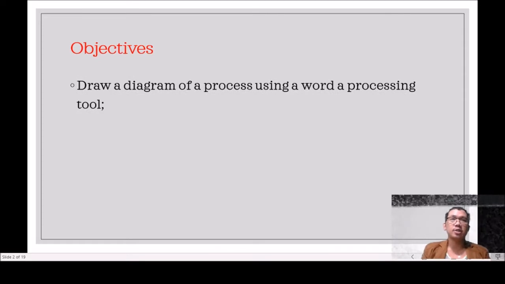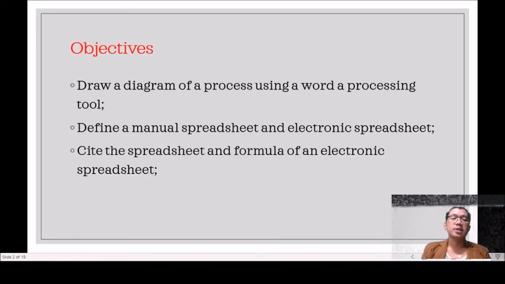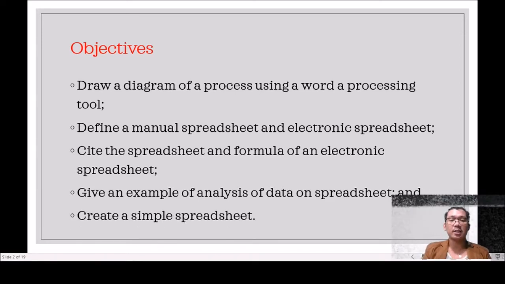At the end of the lesson, you are expected to draw a diagram of a process using a word processing tool. And then you can also define a manual spreadsheet and electronic spreadsheet. Cite the spreadsheet and formula of an electronic spreadsheet. And give an example of analysis of data on a spreadsheet. And then the last one, you can create a simple spreadsheet.